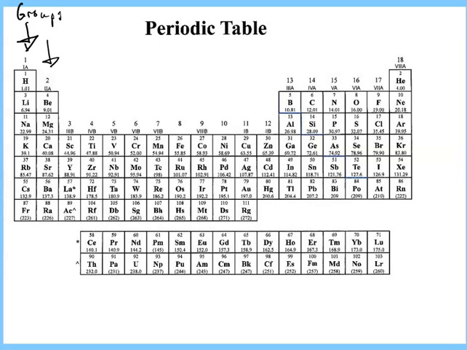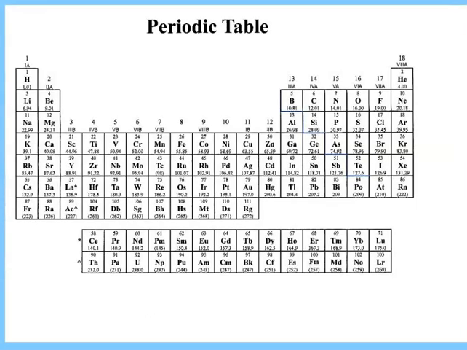The horizontal rows are called periods. So the first period would be the one that includes hydrogen. Hydrogen and helium are in the same period. Then the second period includes lithium, beryllium, boron, carbon, nitrogen, oxygen, fluorine, and neon. So you can see that periods are horizontal rows. Now that we've looked, the groups are vertical columns in the periodic table. They have similar properties because they have the same number of valence electrons. Periods are horizontal rows.